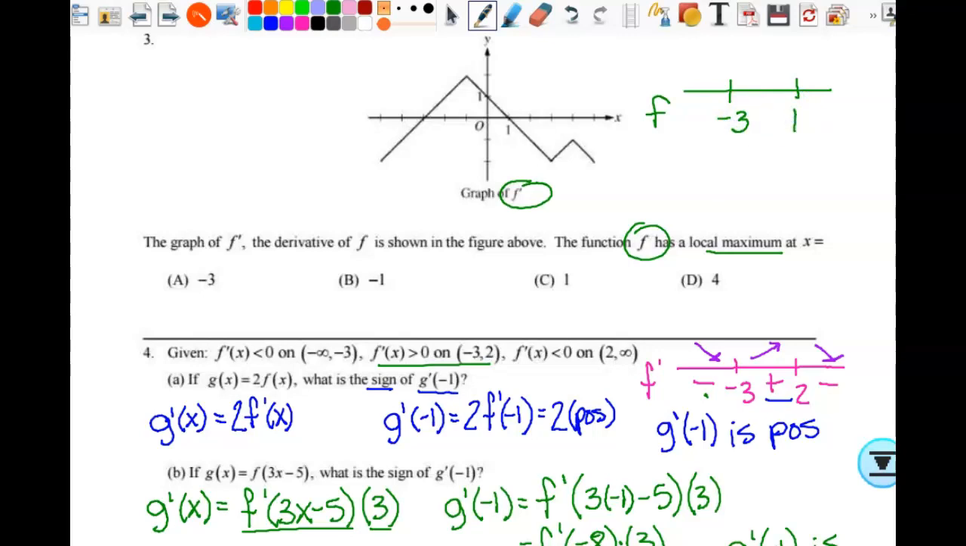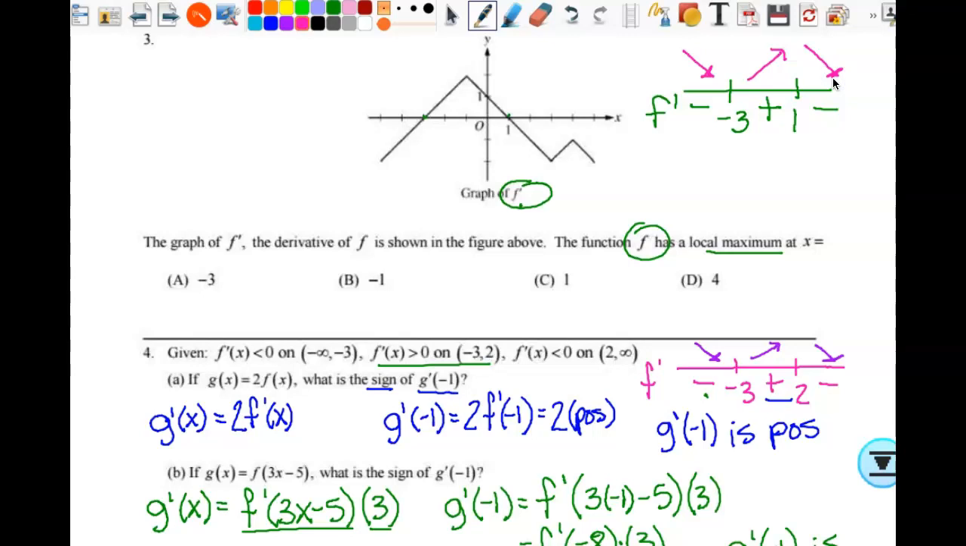From negative infinity to negative 3, f prime is negative. From negative 3 to 1, f prime is positive. And from 1 to infinity, it's negative. Yes? You agree with that? So then when we did our sign charts, we went in there and said, okay, f prime. Since f prime is negative, f is decreasing, then increasing, then decreasing. Does all that make sense to you? Do you see where I got all of that from the graph?